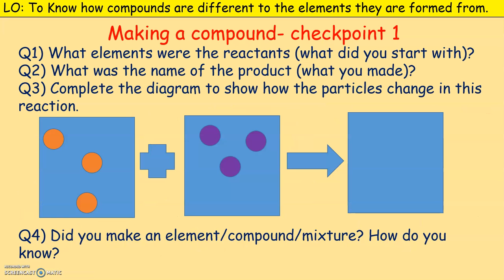All right, let's look at these checkpoint questions, okay? Now, what elements were the reactants? So basically, what elements did you start with? That's what reactants are. The second question is asking, what was the name of the product? What basically did you make at the end? And the last question says you should complete the diagram to show how particles change in this reaction. And again, the last question says, did you make an element, compound, or mixture? And how did you know?